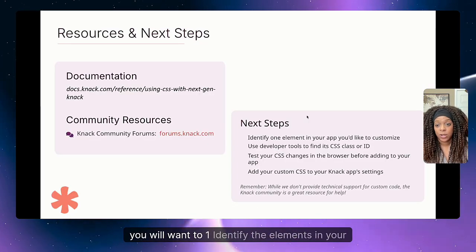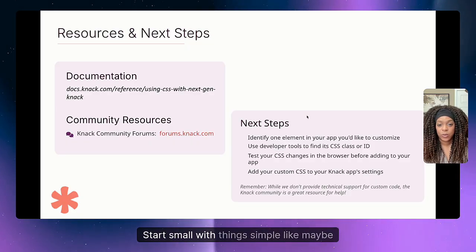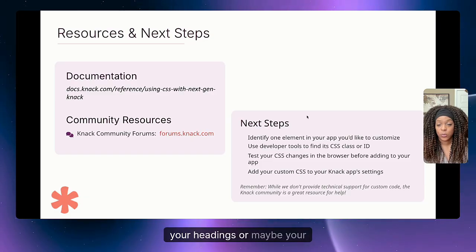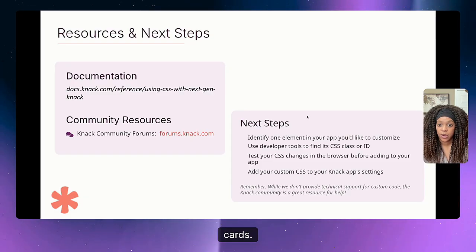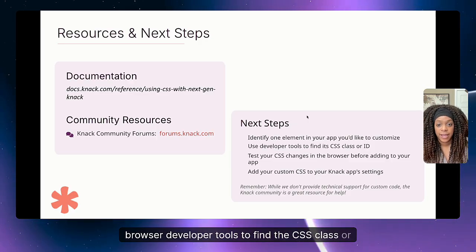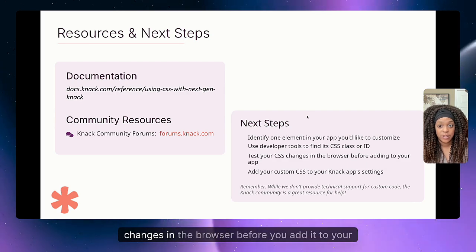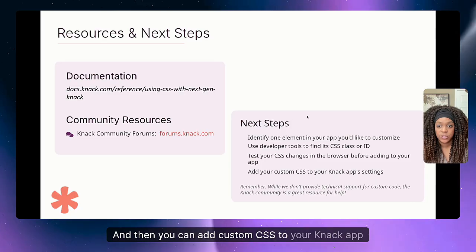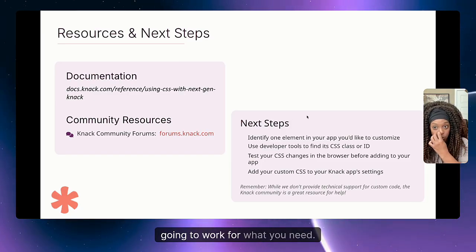You will want to, one, identify the elements in your app you'd like to customize. Start small with things simple, like maybe your headings, or maybe your list views. Maybe you want your list views to look more like cards, but you'll use your browser developer tools to find the CSS class or ID, and then you'll test the CSS changes in the browser before you add it to your app. And then you can add custom CSS to your Knack app settings after you've validated that it's going to work for what you need.